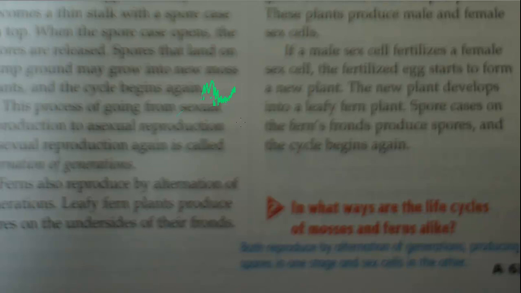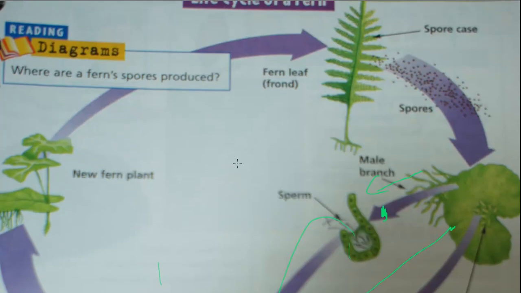But down here, in what way are the life cycles of mosses and ferns alike? It says they reproduce by alternation of generations, producing spores in one stage and sex cells in the other. So you really have to know what alternation is. Alternation of generations means that the plants reproduce in 2 stages, each following the other. The asexual stage, where spores come out, and where there's a male and female part, this is stage 2.